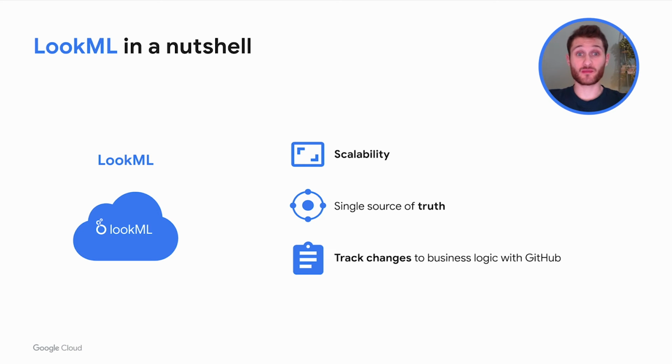As we saw, LookML will support your scalability needs as your company grows. It will serve as a single source of truth for all your company data and metrics. Additionally, any changes to business logic are always tracked thanks to its integration to GitHub. In the next part, Lou will show you how non-technical people will use the self-service layer to explore data.